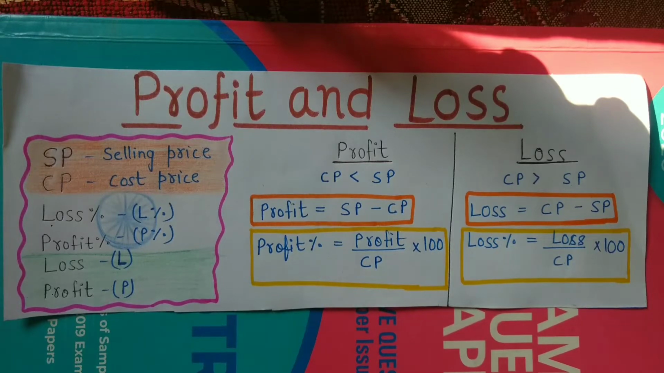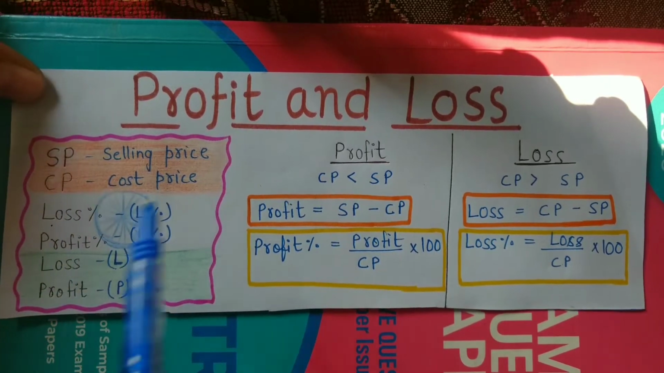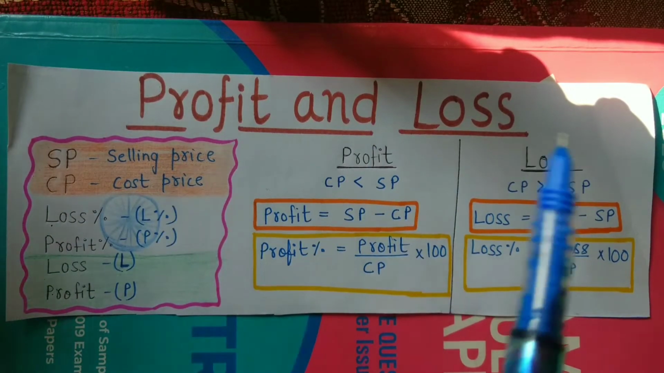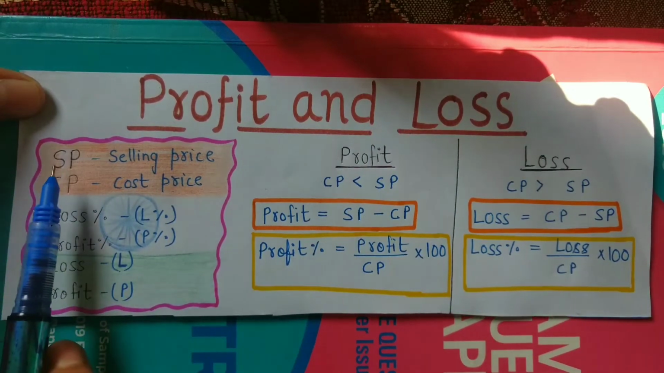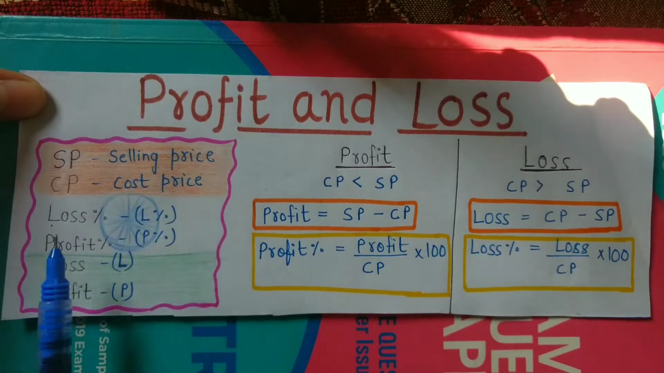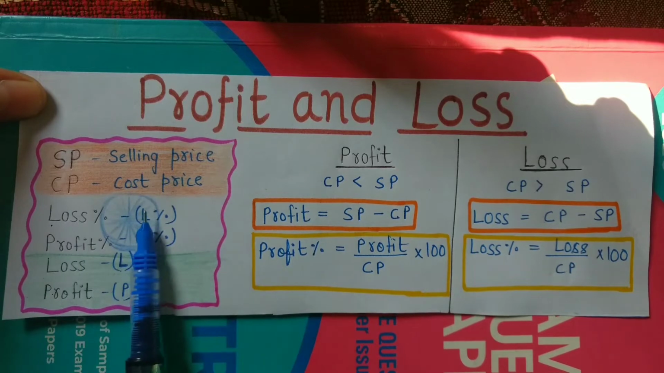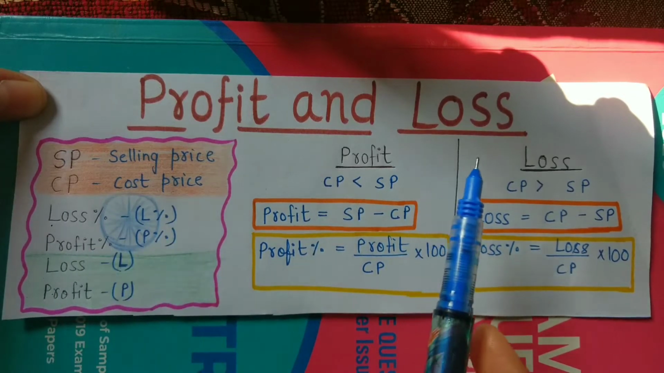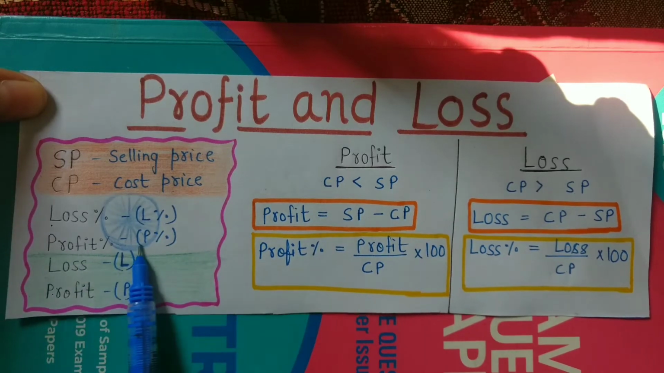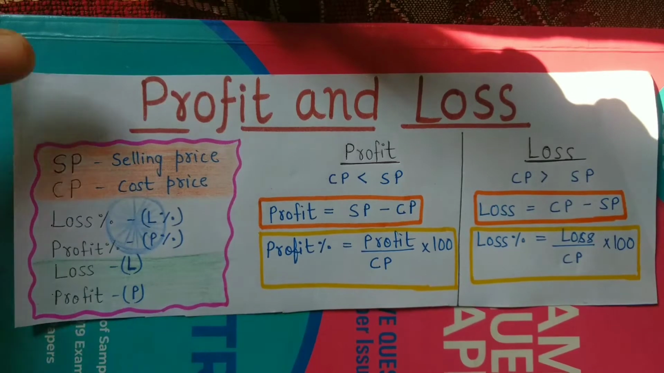So let's get started. The terms which we need to learn, which will be included in the formulas of profit and loss, are SP. SP stands for selling price. CP stands for cost price. Loss percent, I will simply write L percent and then you will have to understand that it is a loss percent. For profit percent it will be P percent. For loss L and for profit it will be P.